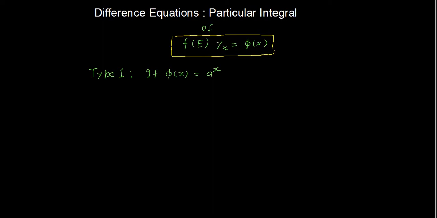There are different forms of phi(x). First we consider phi(x) = a^x. Then what is the particular integral? Here a is a constant.